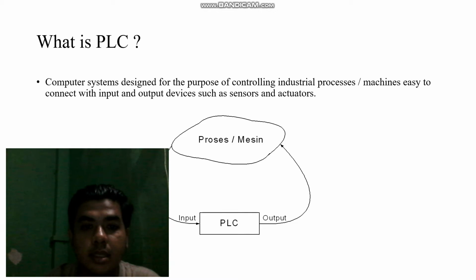It can be seen in the data flow image of a process that uses a PLC. A sensor that reads the machine process will send data to the PLC. After processing the data, the PLC will give an execution order to the machine process.